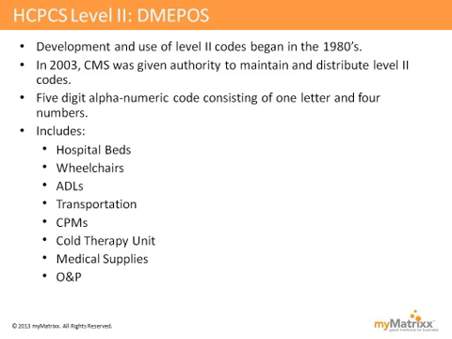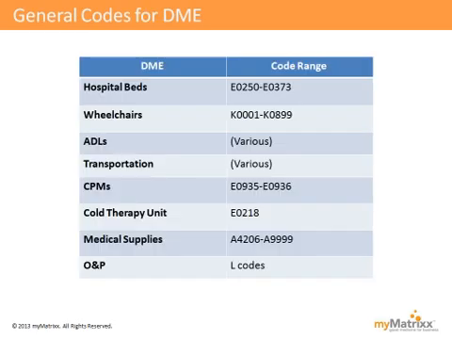So HCPCS code level 2, DME POS, once again is focused on the DME, includes products such as the hospital beds, ADLs, transportation, CPM, cold therapy, medical supplies. It's a 5-digit alphanumeric code consisting of 1 letter and 4 numbers. The letter typically segments the product type, such as DME. DME typically is billed under an E code or a K code.